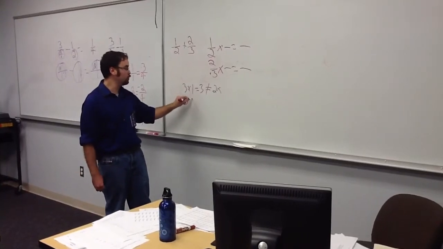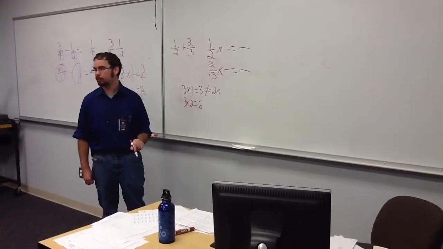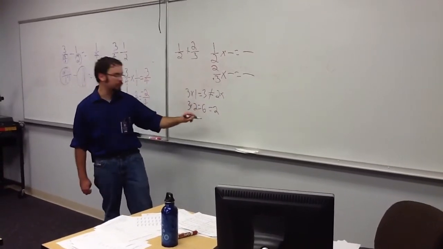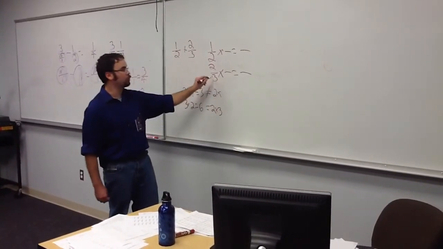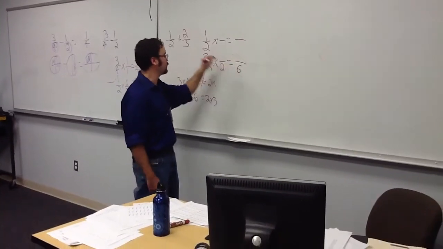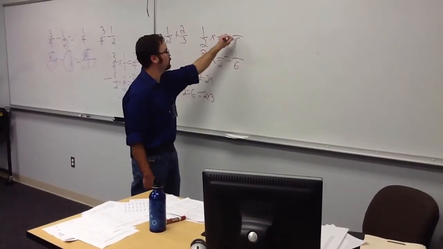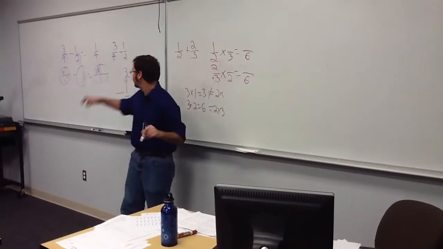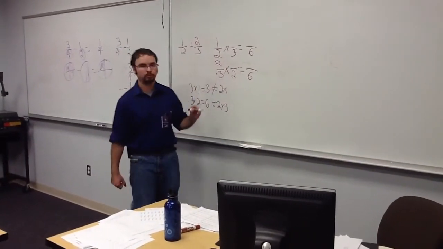3 times 2 is 6. Now, does 2 make 6? Yes. 2 times 3. So 3 times 2 makes 6. 2 times 3 makes 6. Sometimes we have to change them both. Sometimes we're lucky, we only have to change one.